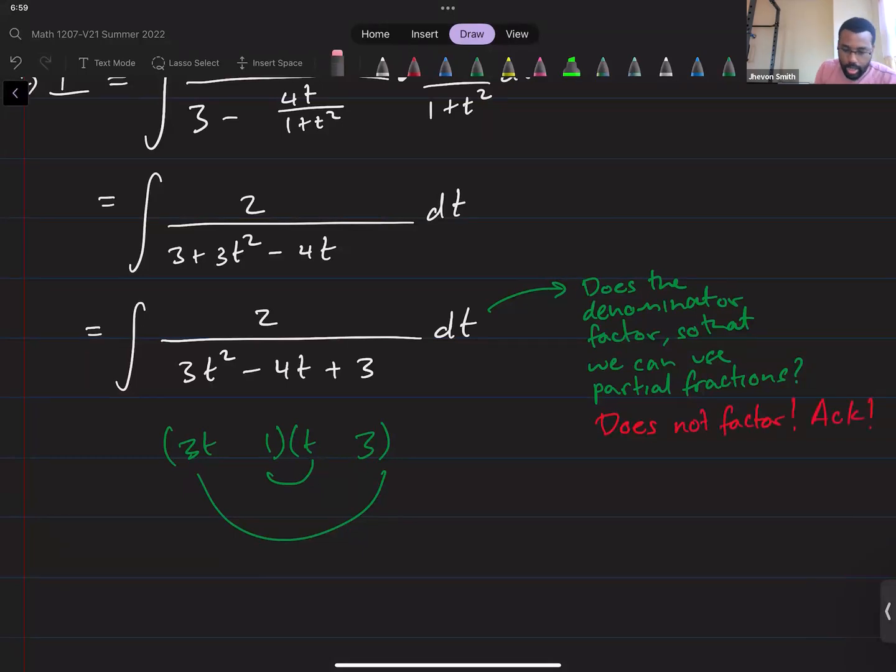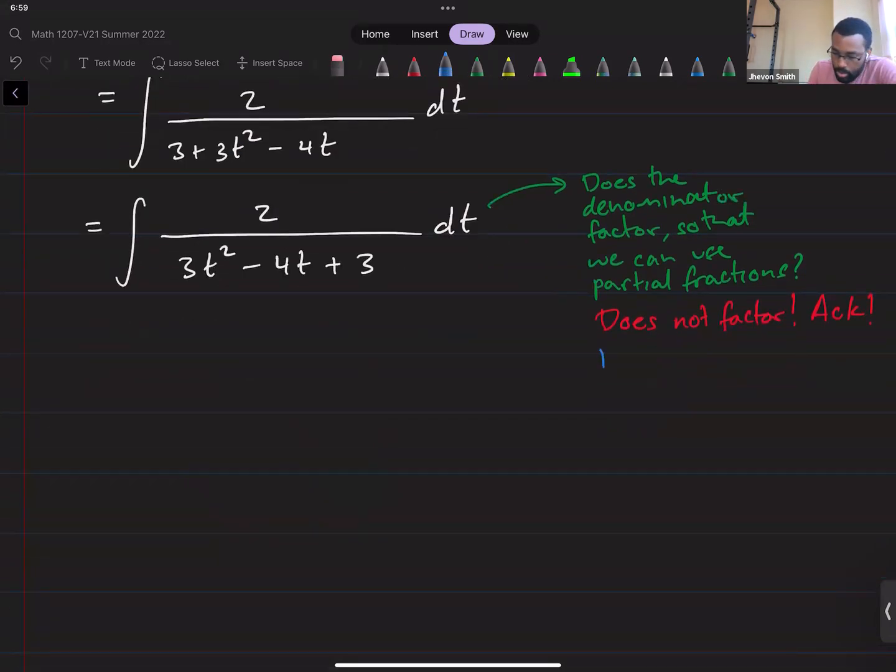All right. If it does not factor, this means that partial fractions is now off the table. So what can we do if partial fractions is off the table and this is a rational expression? Well, there's a quadratic in the denominator, so completing the square would be something that you would do. And why would you do completing the square?